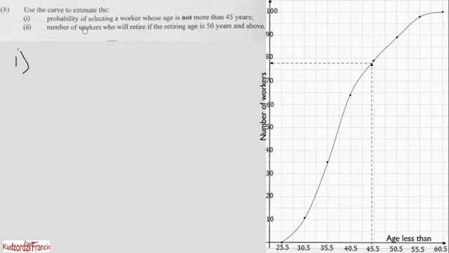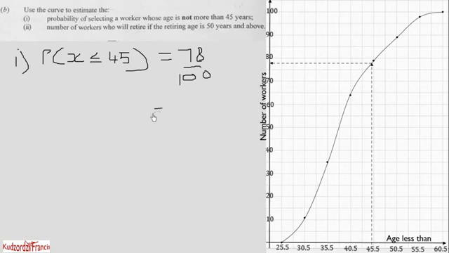So the probability of selecting a worker whose age is not more than 45: the probability that a worker, let me use X for it, X is less than or equal to 45 years will be equal to 78 out of the total. The cumulative frequency is the total, 78 out of 100, and that will be equal to 0.78.